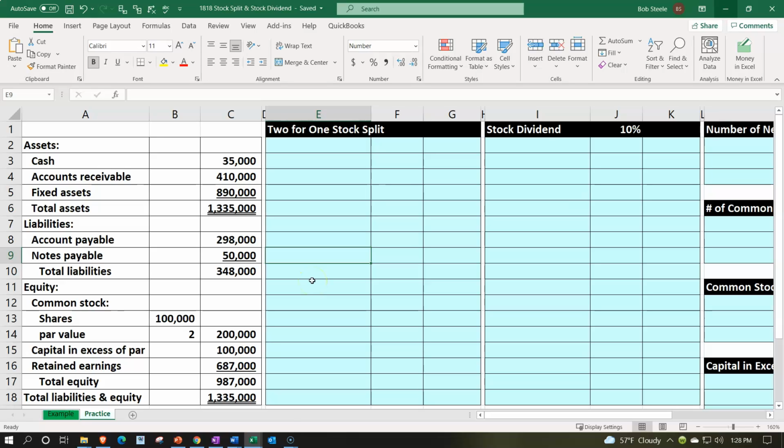Here we are in our Excel worksheet. If you have access to the Excel worksheet and would like to follow along, note that we're in the practice tab as opposed to the example tab, the example tab, in essence, being an answer key. We have the information on the left-hand side, populating that into the blue area on the right-hand side, working a 2-for-1 stock split and 10% stock dividend.